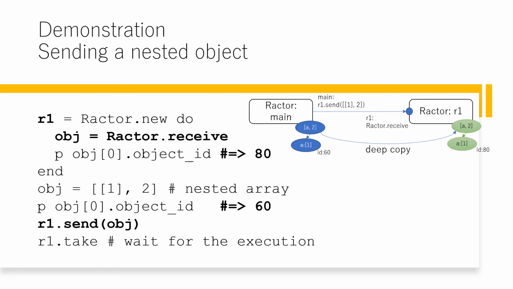If the object has a recursive structure, the object is copied recursively. This program shows the child object is also copied by checking each object ID, 60 and 80.